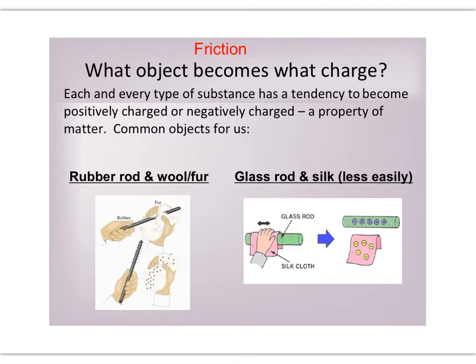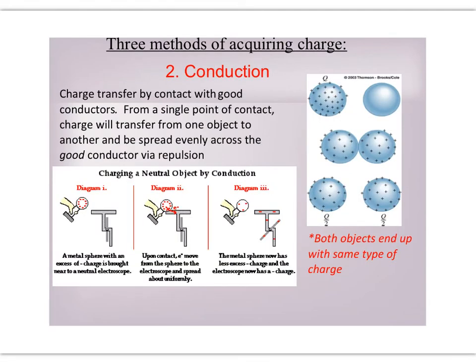And the other one that we will use is a glass rod and silk. When you rub a glass rod with silk, it turns out the silk has a greater electron affinity. And so the silk will become negative and the glass rod will become positive. The second way of charging is through contact, and I've already illustrated this a couple slides ago.